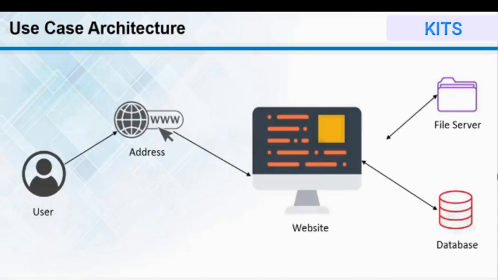Why the file server? Because you will be uploading your images on something, right? So that's why the file server, and you have to remember the paths of those images, and for that you'll be using the database, right? So guys, this is our architecture that we'll be constructing using the AWS resources.